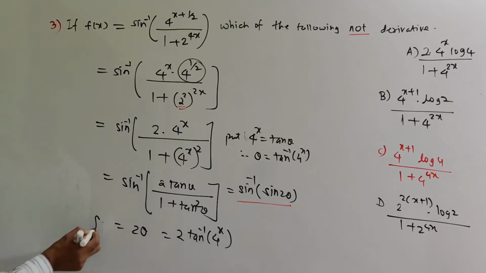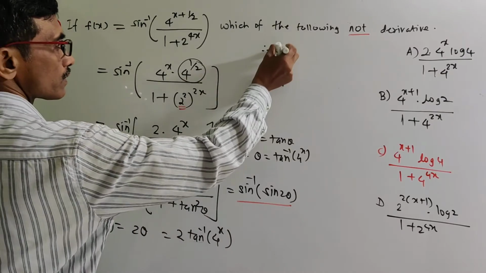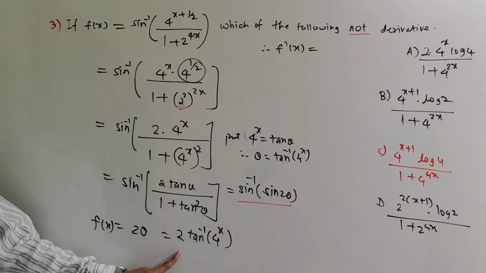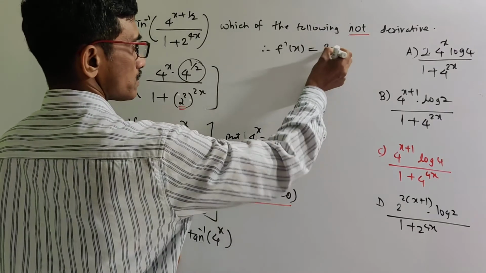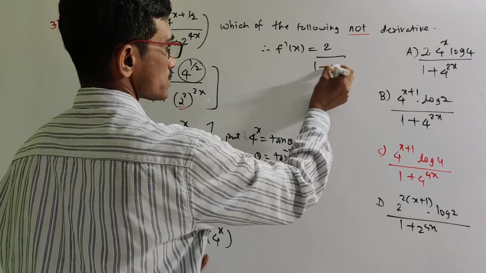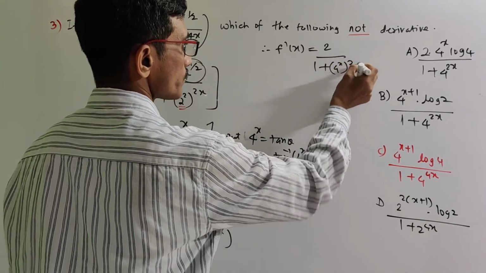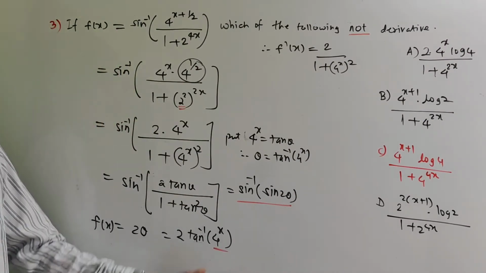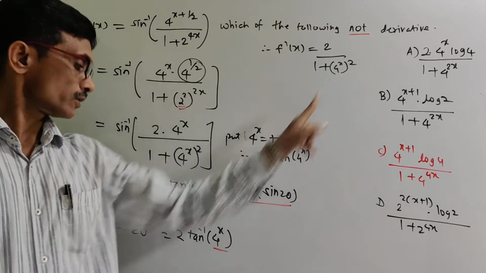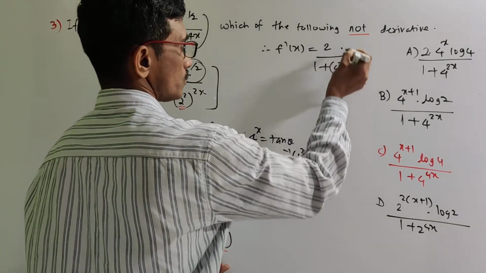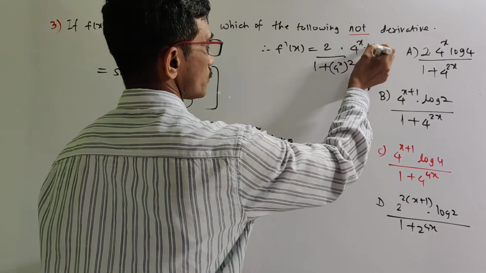That is what f(x) is, and f dash of x will be, therefore f dash of x is equal to 2 times the derivative of tan inverse f(x), that is 1 upon 1 plus f(x) square, 4 raised to power x square, into f dash of x. So into f dash of x means the derivative of 4 raised to power x, so into 4 raised to power x into log 4.